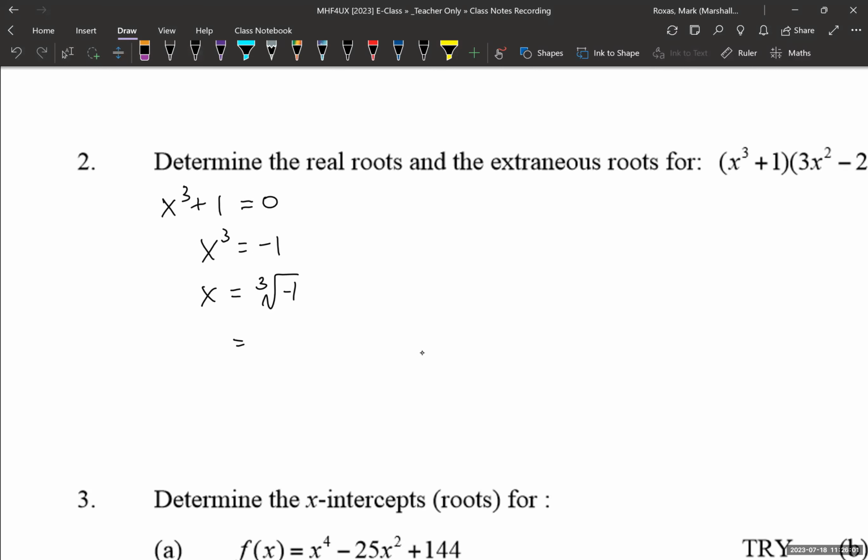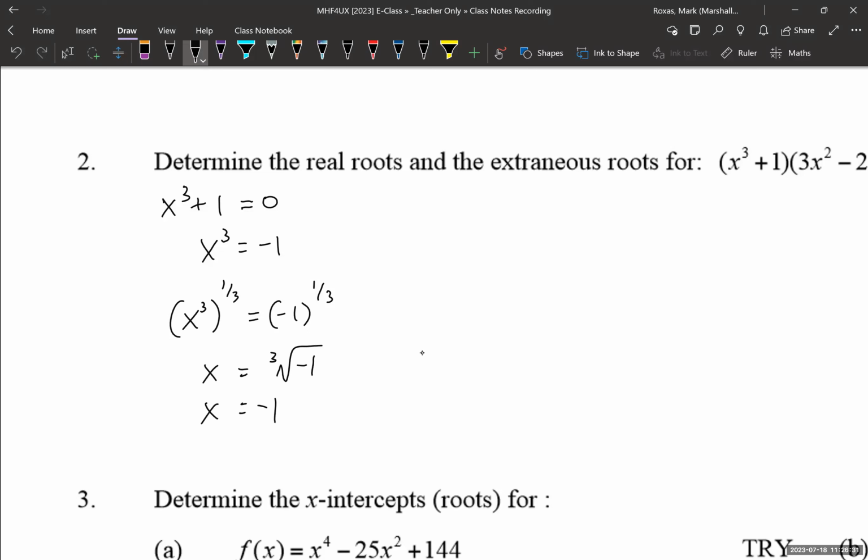If you're confused with what I'm doing here, cube root, another way of looking at it would be to take x to the third, raise that to the power of 1/3 on both sides, right? So just performing the same operation on both sides and balancing the equation. So x to the power of 3 to the power of 1/3 just cancels itself out. X equals negative 1 to the power of 1/3, or you could say this is the cube root of negative 1, which is just negative 1. Okay, so that is one solution.